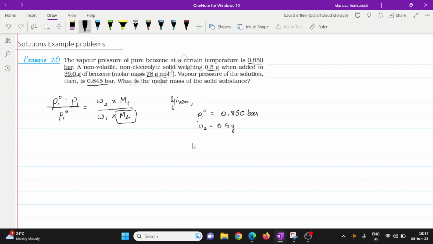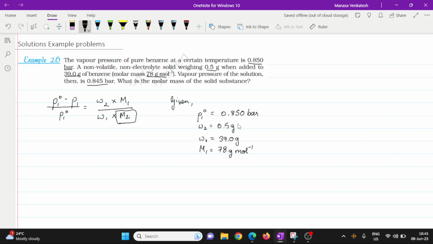0.5 grams. The next one is the mass of the solvent, that is going to be W1, which is the mass of benzene, 39.0 grams of benzene. So 39.0 grams. And we have the molar mass of the solvent, which is benzene, that is 78. So M1 equals 78 grams per mole. The last one is the vapor pressure of the solution.